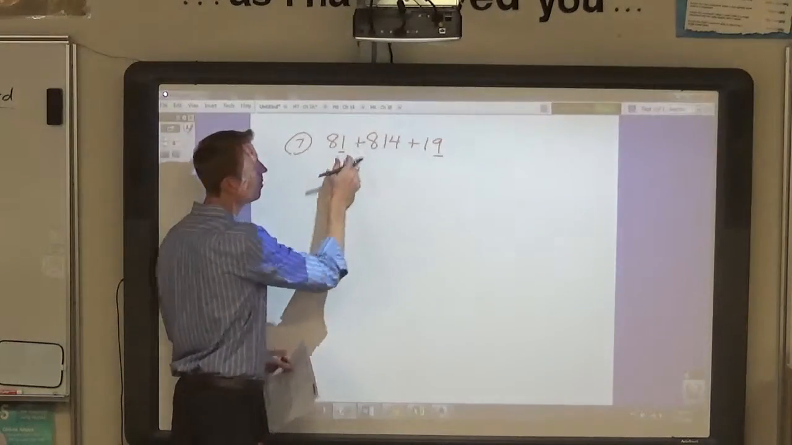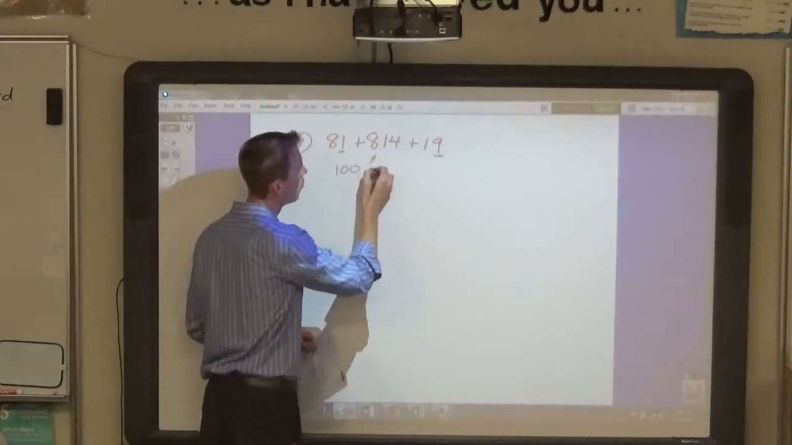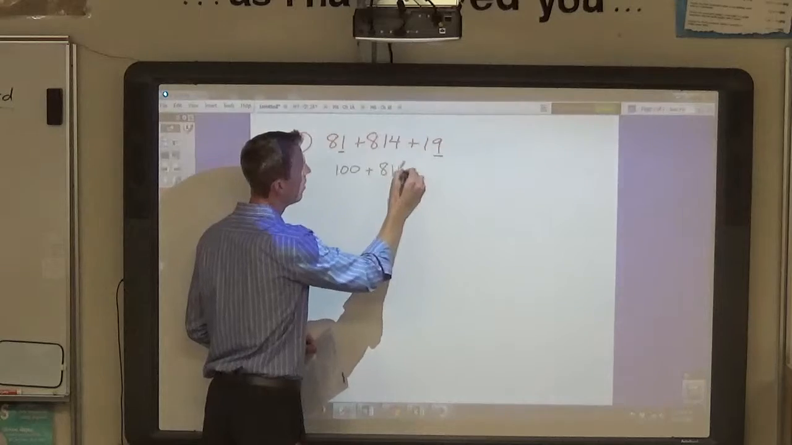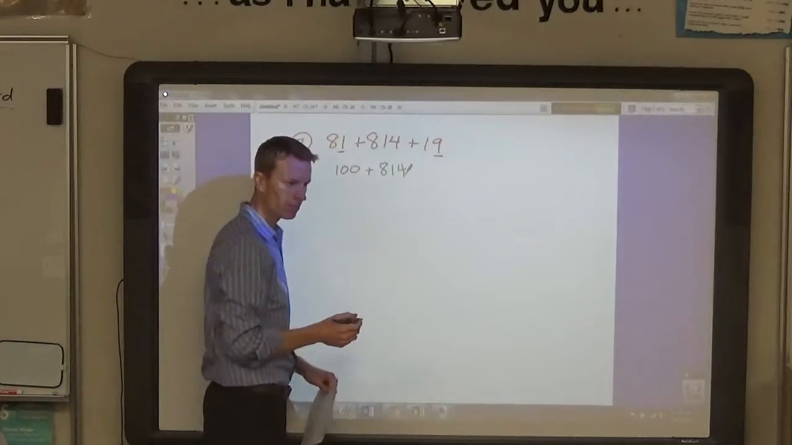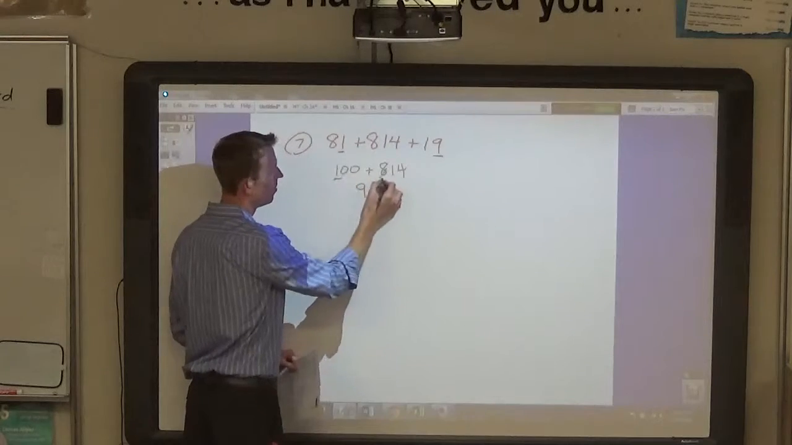So using the commutative property, we can switch those around and add them again. And that's 100 plus 814. So that's 914. Okay?